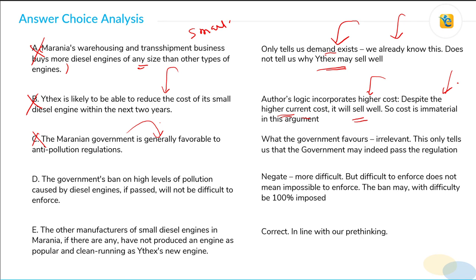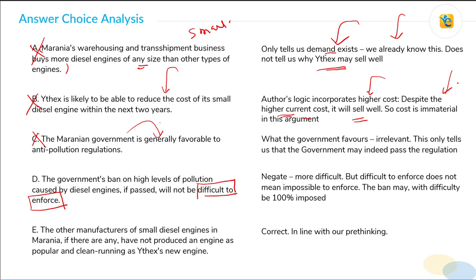So now let's come to option D, which is by far the most popular incorrect option choice. The problem with option D, and this is where some of you might definitely falter, is you do not understand the meaning of difficult to enforce. So option D says the government's ban on high levels of pollution caused by diesel engines, if passed, will not be difficult to enforce. Or in other words, this ban will not be difficult to enforce.